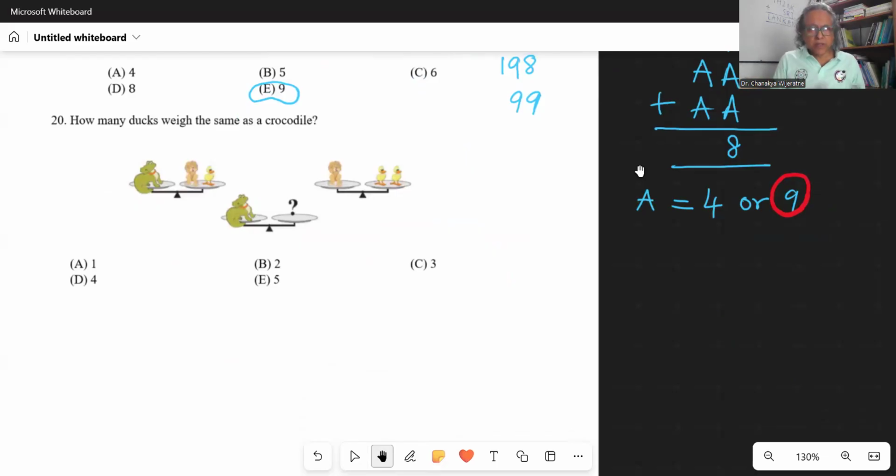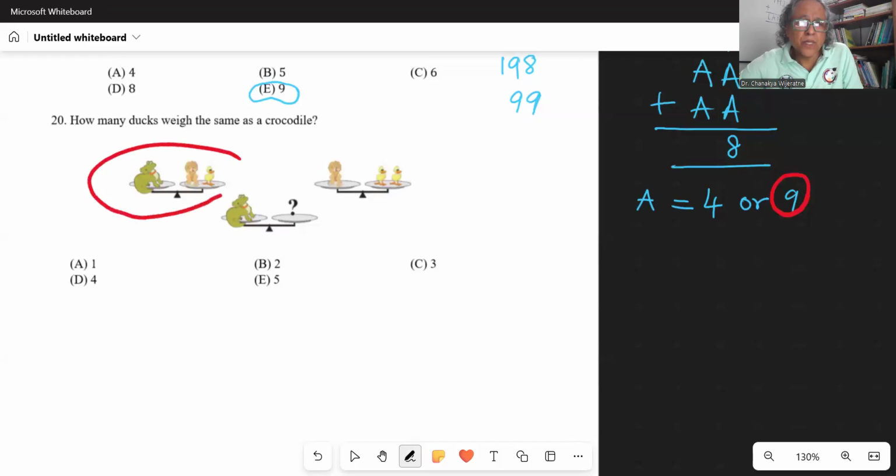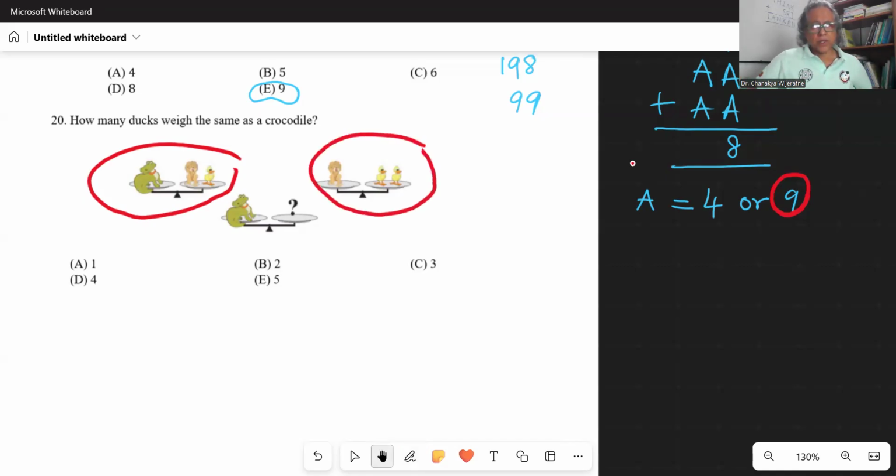So we have a nice picture. We see a crocodile, looking away, it looks like a shy crocodile, and then a lion and a duck. Actually, of course, there are two ducks. All right, how many ducks weigh the same as a crocodile? What this means is that the crocodile weighs the same as a lion and a duck, and a lion weighs the same as two ducks. Then, how many ducks weigh the same as a crocodile? You look at this for a few minutes and try to come up with an answer.